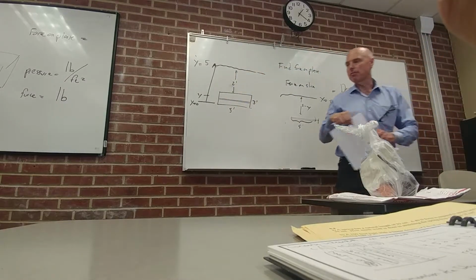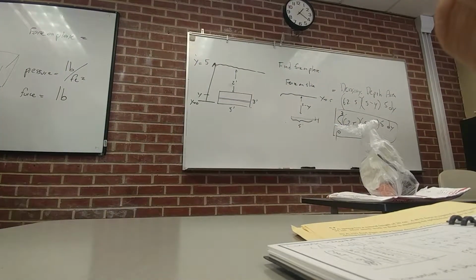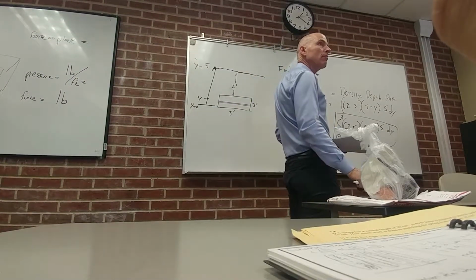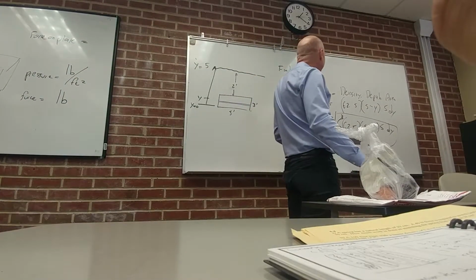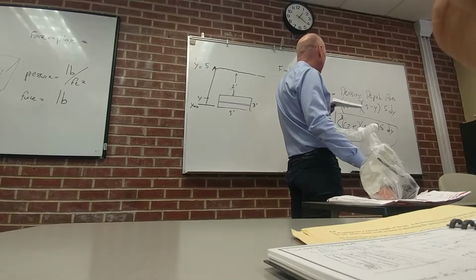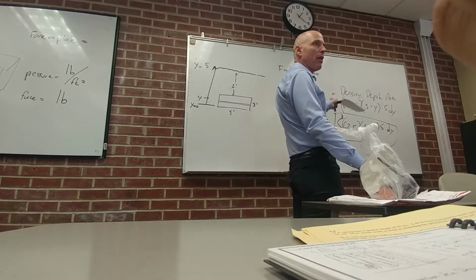There's a couple things that might come up. So the density is always going to be 62.5. All the problems I'm going to do in class are water, and if you get another liquid, they'll give you the density. And I'll remind you on the exam that it's 62.5.